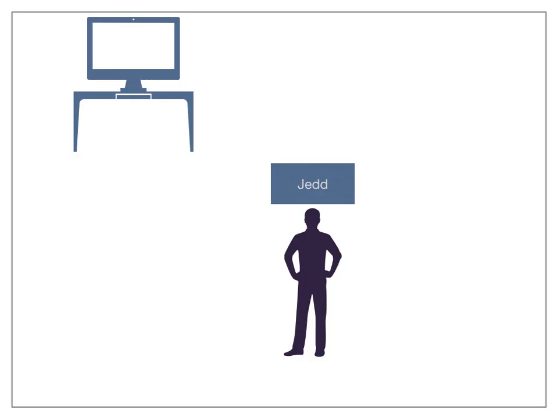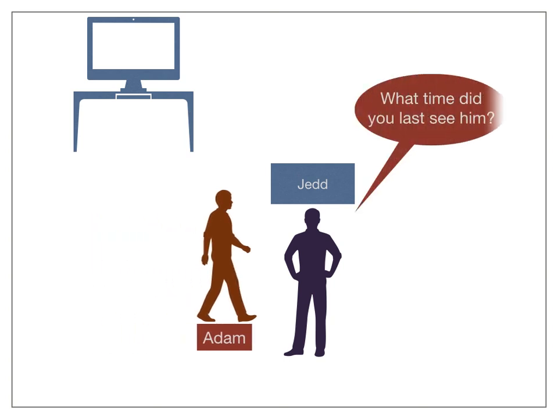Then he asked Adam simple questions. "Adam, what time did you last see the victim?" Adam paused for a few seconds, trying to recall. He said, "It was around 6 p.m. I left to meet with a friend for dinner."